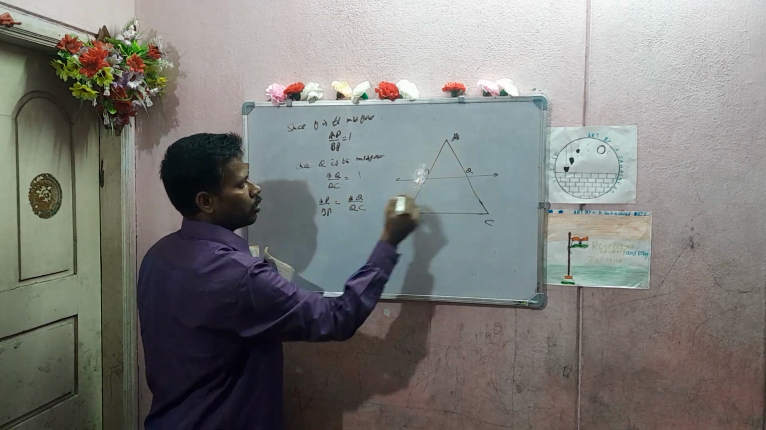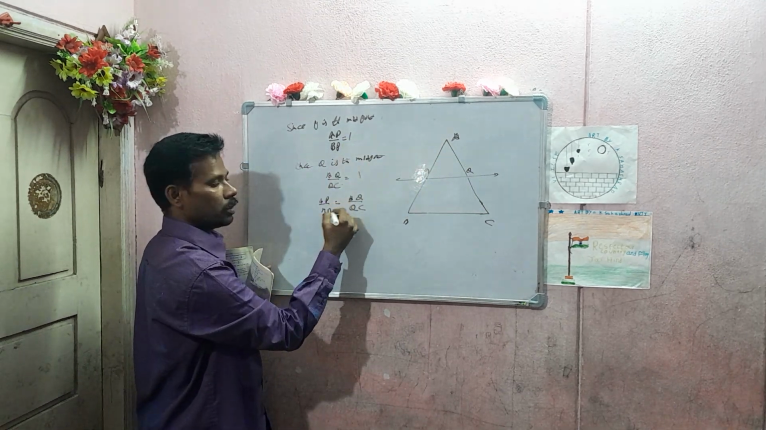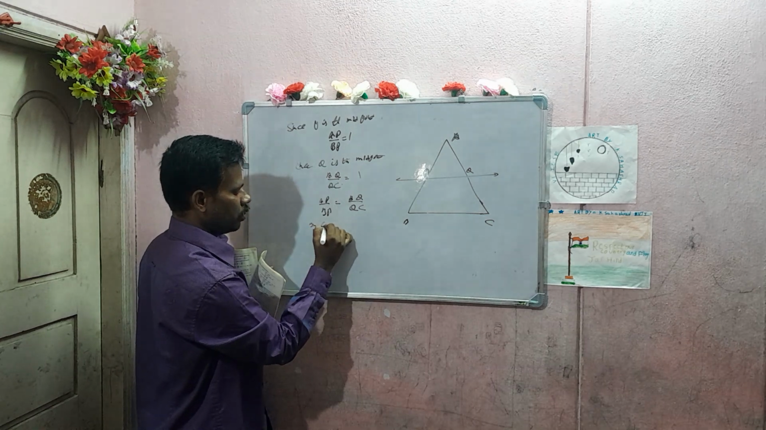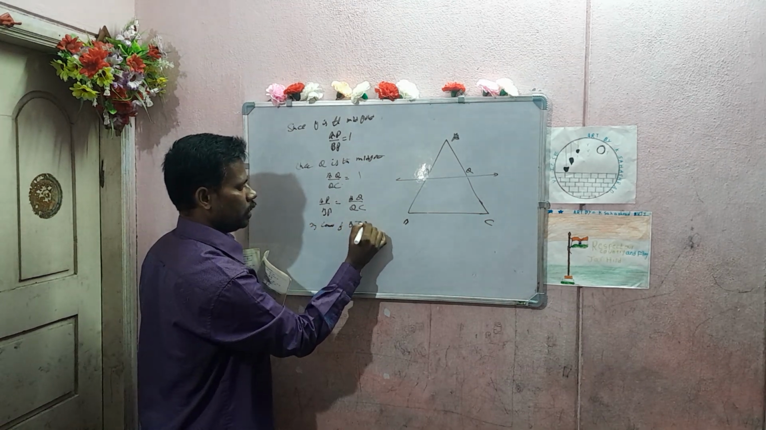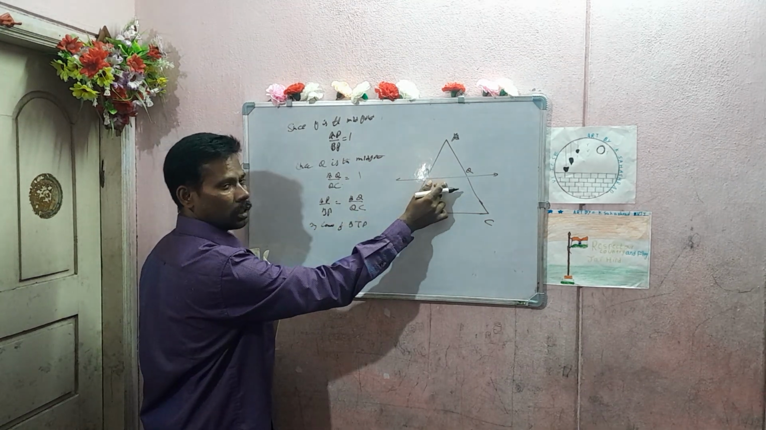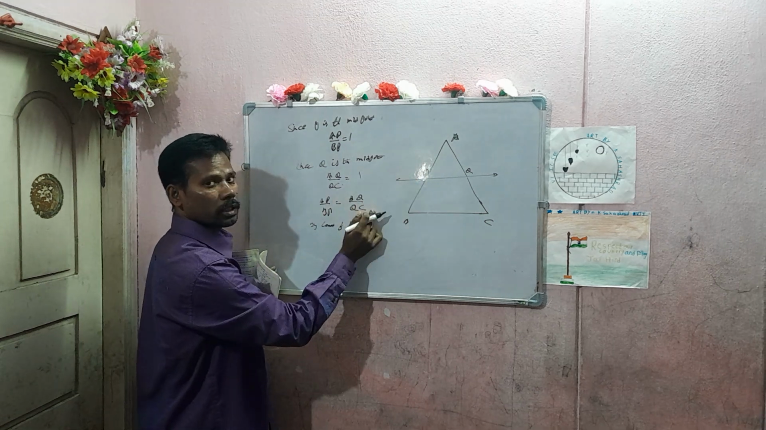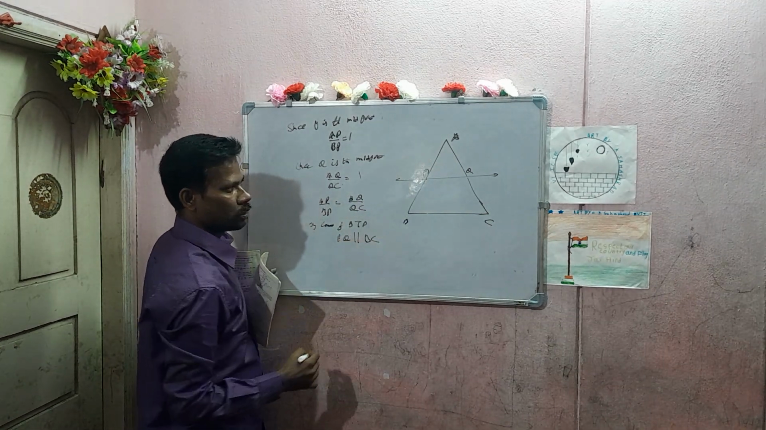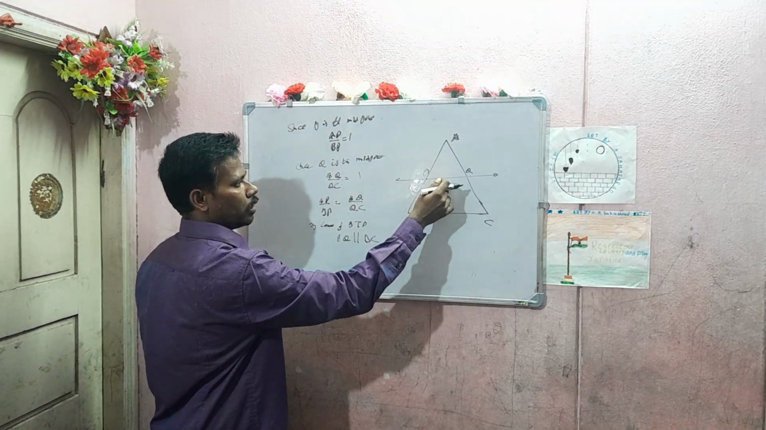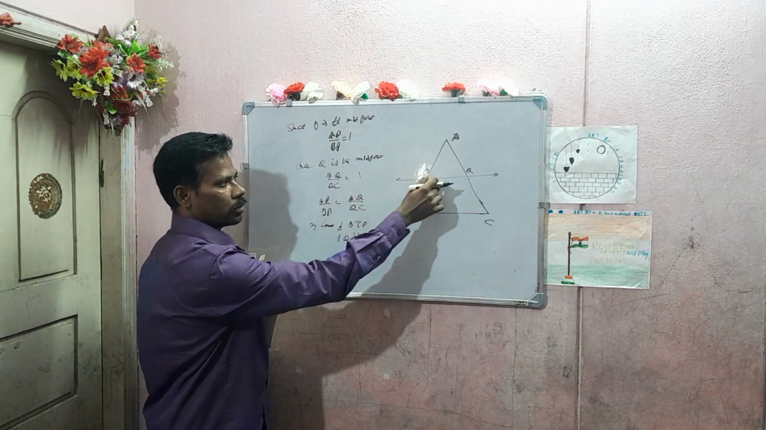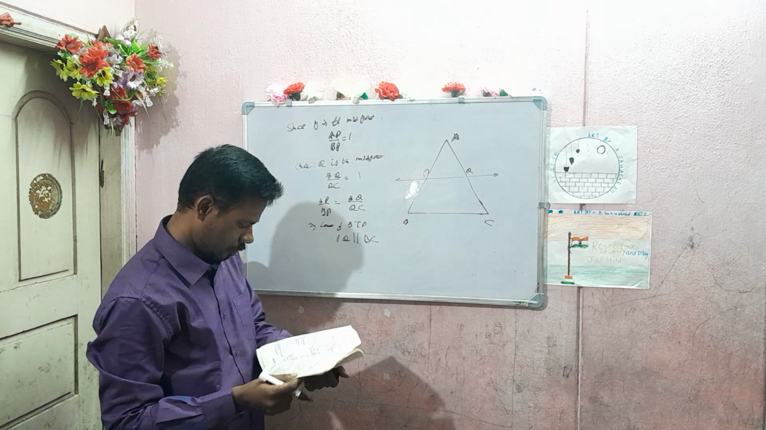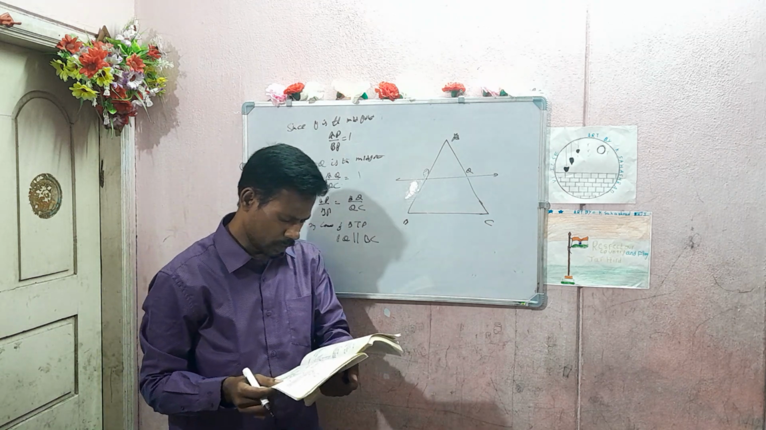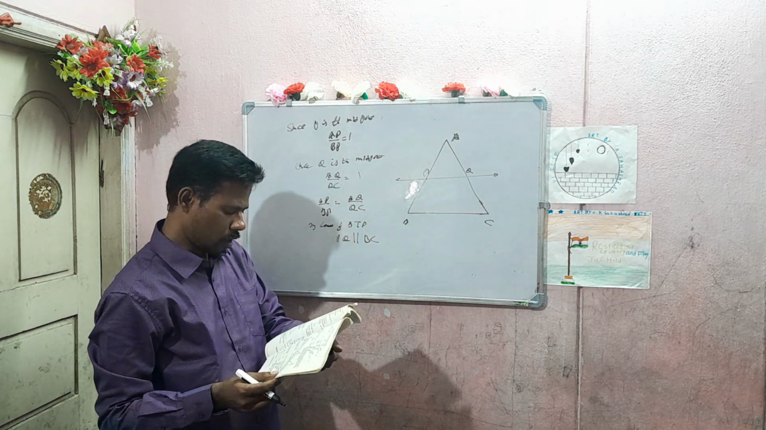AP by BP is equal to AQ by QC, because the RHS are the same, therefore the LHS are the same. By the converse of BPT, this straight line divides the other two sides in the same ratio. Therefore, PQ is parallel to BC, right? If a straight line divides the other two sides in the same ratio, then that straight line is parallel to the third side. Therefore, the PQ straight line is parallel to the third side and also half of it.